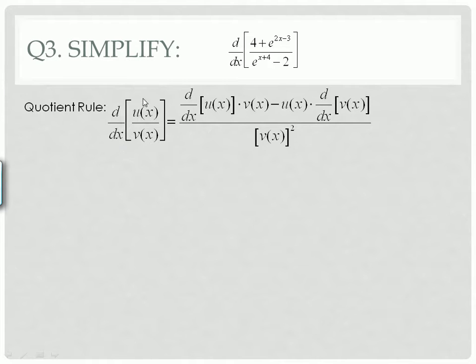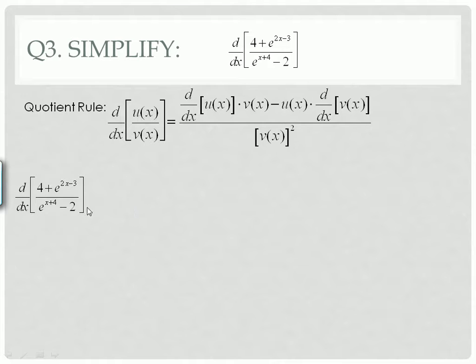The quotient rule says the derivative of the numerator divided by the denominator can be found by taking the derivative of the numerator multiplied by the denominator minus the numerator times the derivative of the denominator, and then that's all divided by the denominator squared.